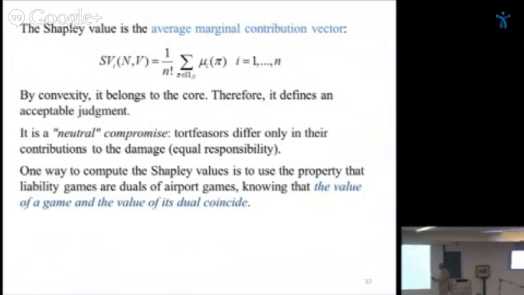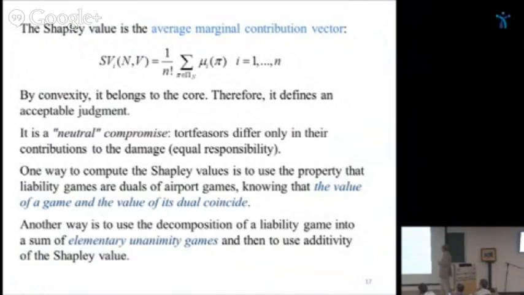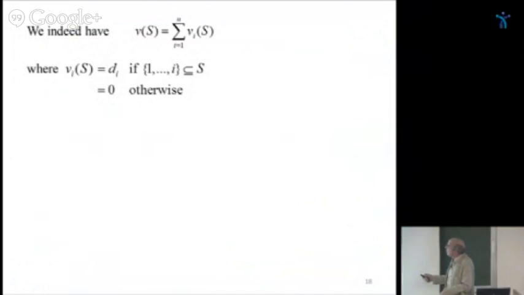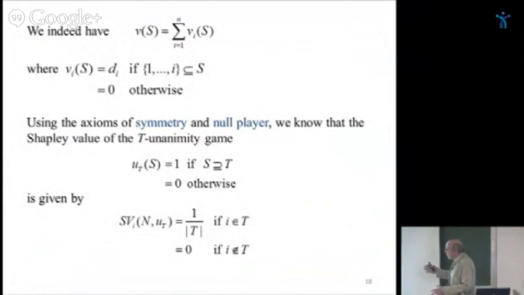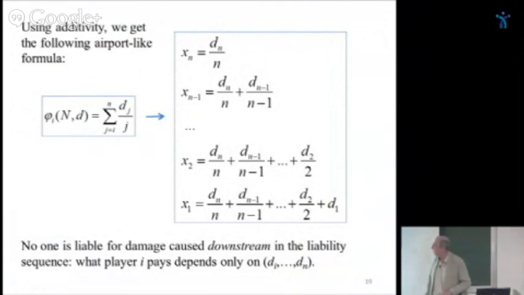So liability games are duals of airport games, and there is a proposition that says that the value of a game and its dual actually coincide. There is another way, of course, which is to observe that a liability game can be decomposed as a sum of elementary unanimity games of that form. So here I can decompose the liability games as a sum of unanimity games with respect to the coalition 1 to i. Using symmetry and null player, we know the Shapley value of a unanimity game, so that we get this very simple formula, which is nothing else than the airport formula.